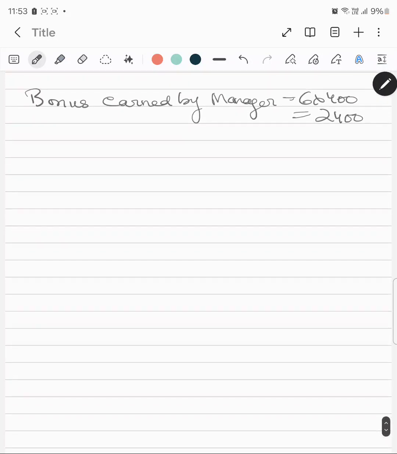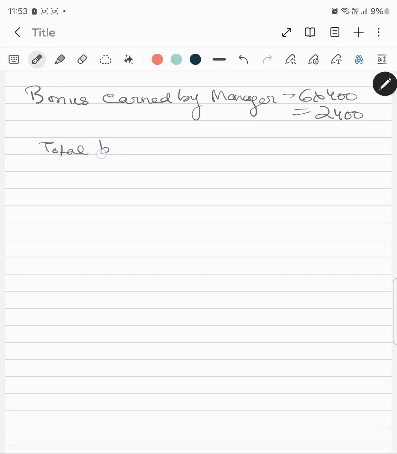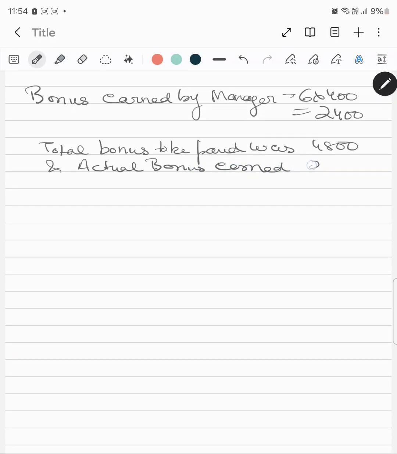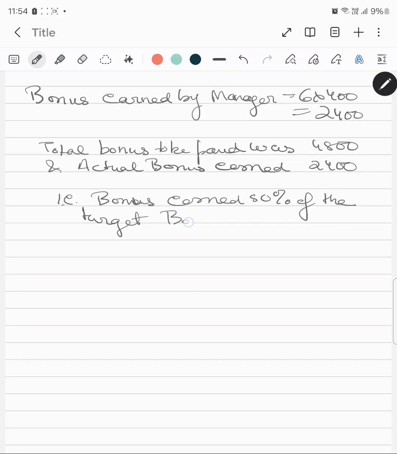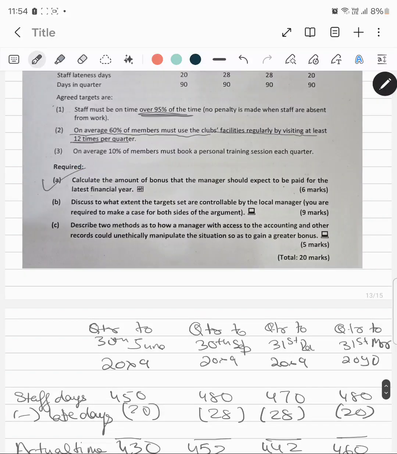But over here what it seems, if your total bonus to be paid was 4,800 and actual bonus earned is 2,400, that means bonus earned is 50% of the target bonus that the managers should have achieved. First part is done. Now let's jump on to second.